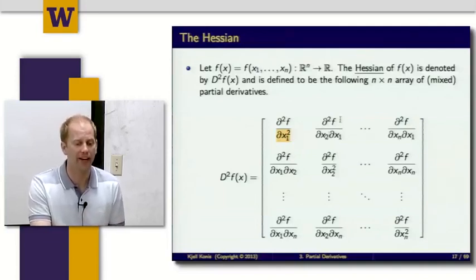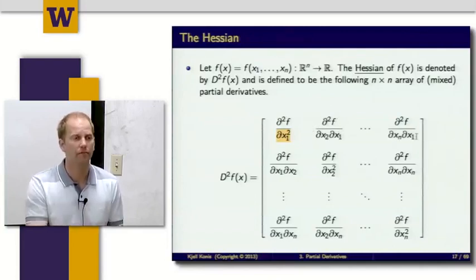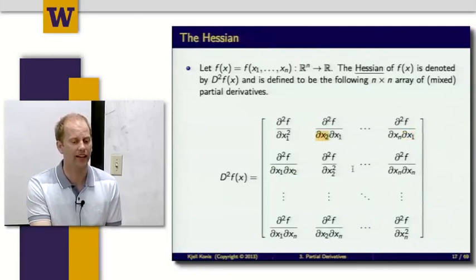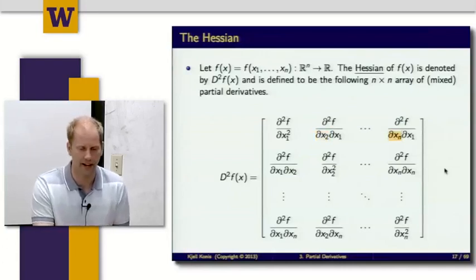And then in the off-diagonal elements, the first row, I take the partial derivative with respect to x1 first. So the x1 is going on the right side here. And then I take the partial derivative with respect to x, whatever column I'm in. So if I'm in the second column, I take the partial derivative with respect to x2. If it's the nth column, I take the partial derivative with respect to xn.